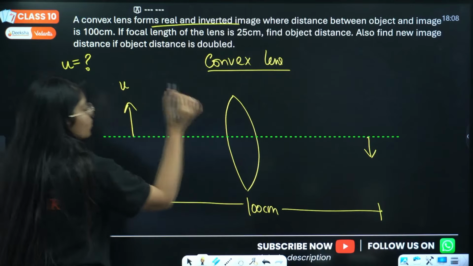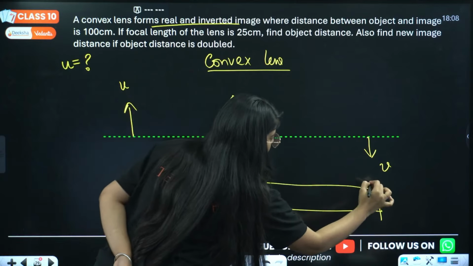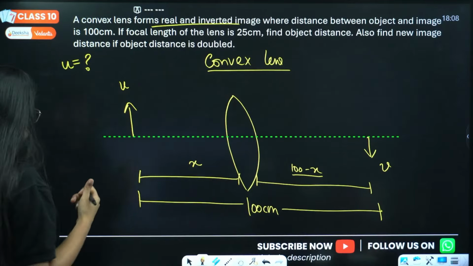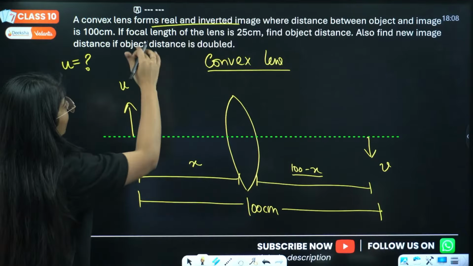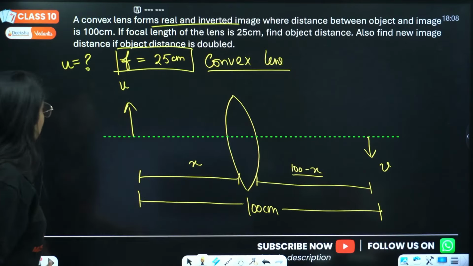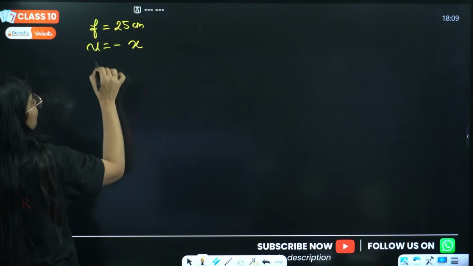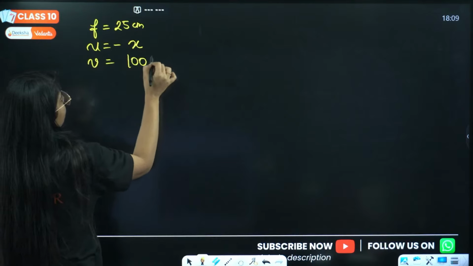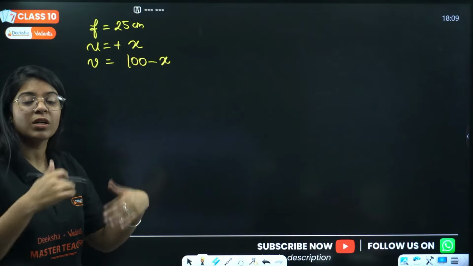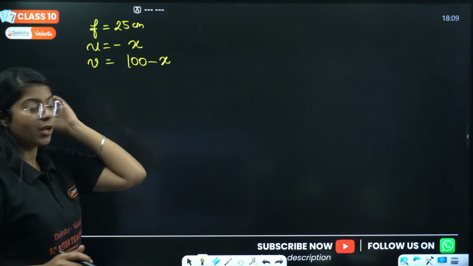Now let's say this is my object, this is my image, right? Let's say this distance is x. So this distance will be 100 minus x, right? We have to find the object distance. And is there anything else that is given? Focal length is also given. Focal length is 25 centimeter and that will be positive, right? So we have focal length as 25 centimeter, U as minus x, and V will be 100 minus x. That's why I said you can take positive here as well. Whatever suits you. But for the calculation, let us take minus x because that is easy for our brain, right?